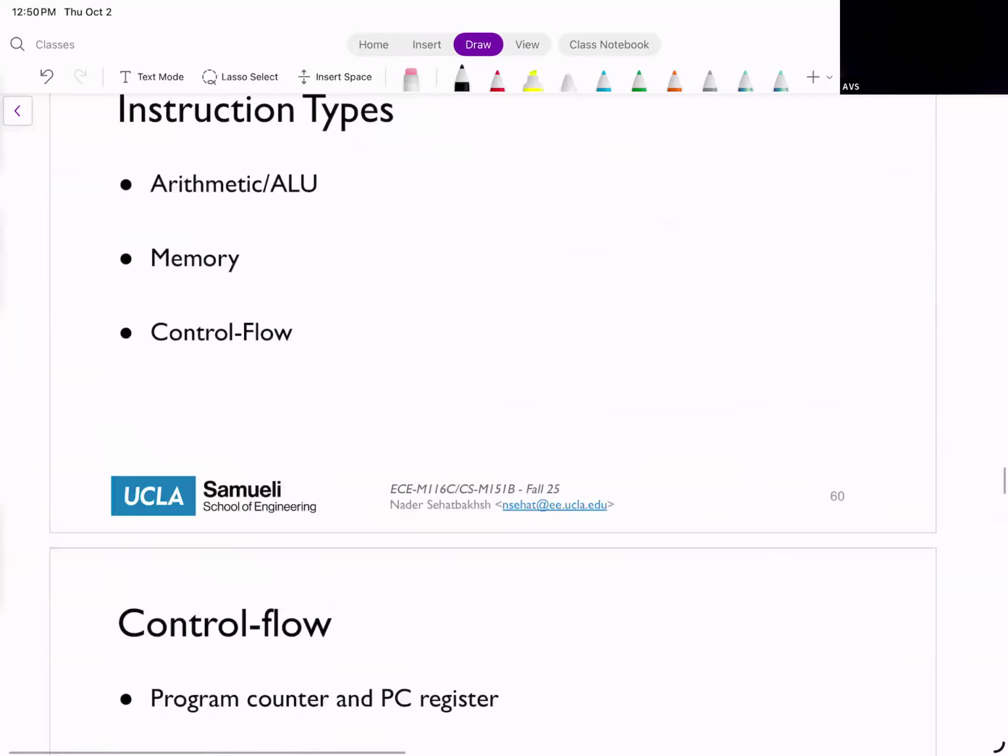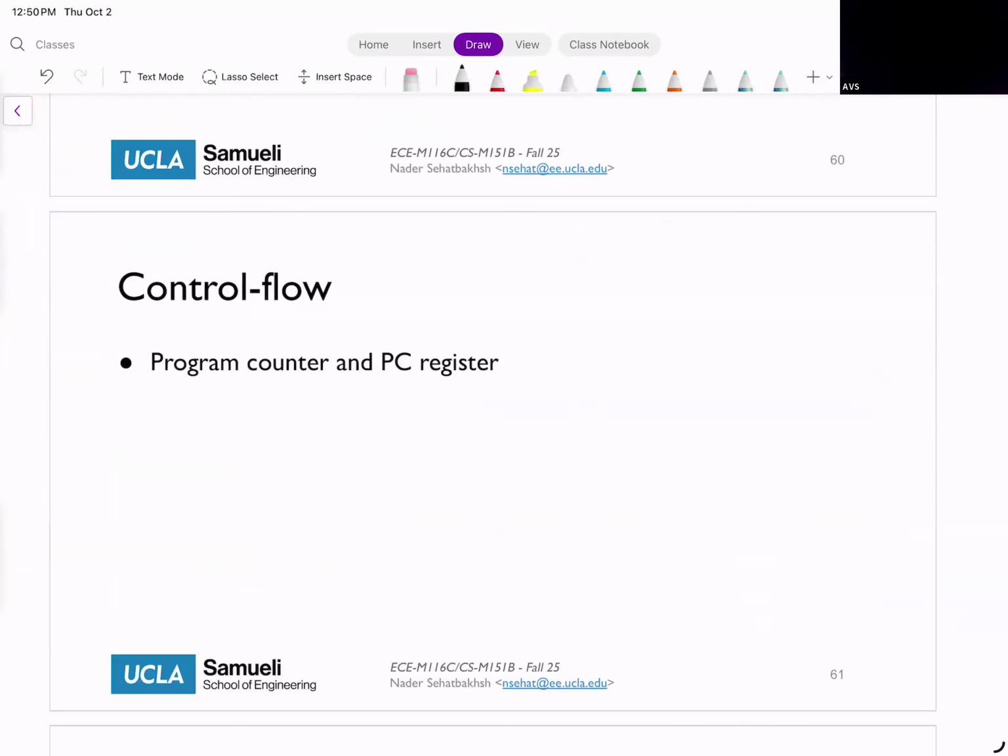Let's talk about the third one, which is the control flow. We can have a quick, maybe 5-minute break, and then come back to this.